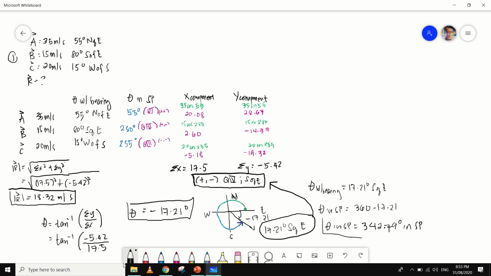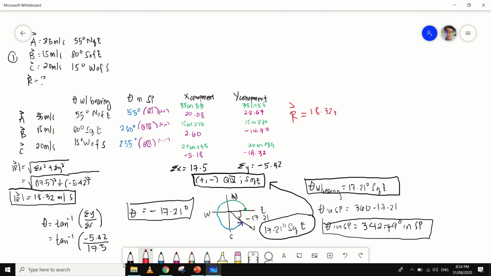So, you have the following answers. Itong mga i-box natin. So, pag sinulat natin yung final answer natin, using a red pen, the resultant vector is equal to 18.32 meters per second, 17.21 degrees south of east, or 342.79 degrees in standard position.